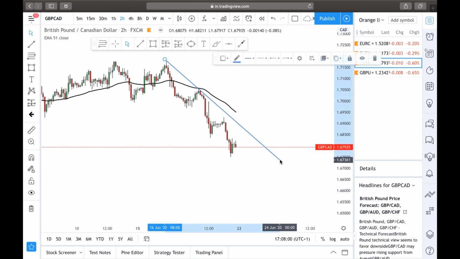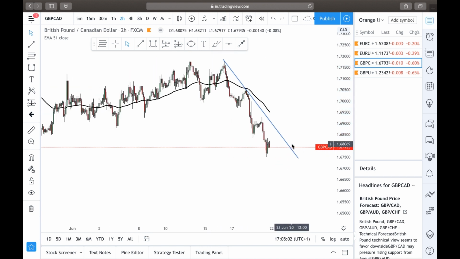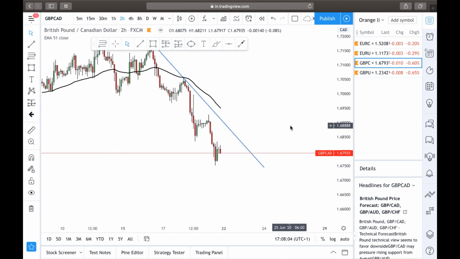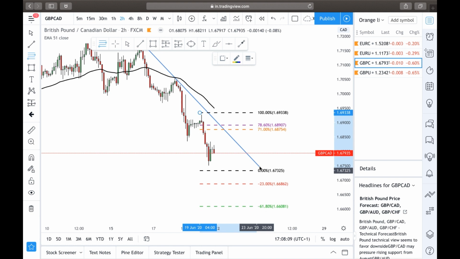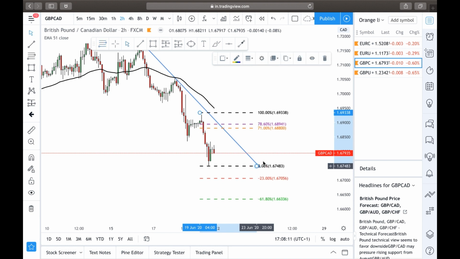Cool. And now I fib from the last significant high to the last significant low. Here, last significant high to last significant low, which is there. So for the instance of the video, I'm assuming that this leg has finished.